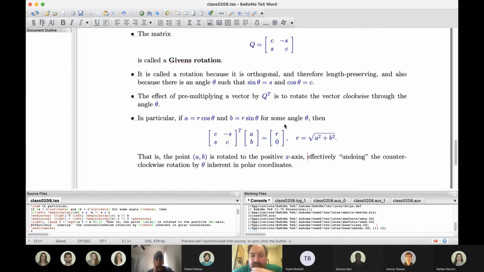All right. So if I have some point (a, b) in two-dimensional space, and I multiply it by Q transpose, it brings that point to the positive x-axis. So it's a point where x is r and y is 0. Whatever rotation brought it to (a, b) in the first place, this has the effect of undoing that rotation to bring it back to the positive x-axis, and in a way that preserves length, because the length of this column is the square root of a squared plus b squared. The length of this is also the square root of a squared plus b squared.